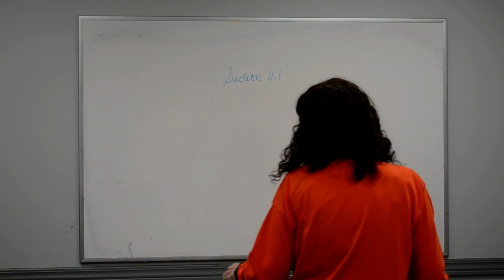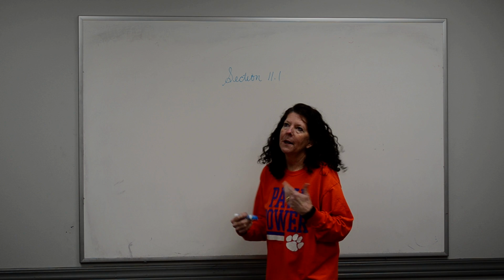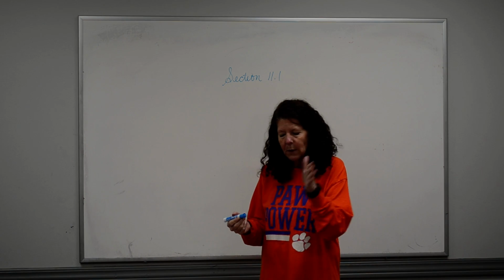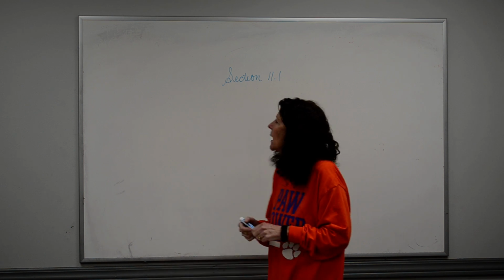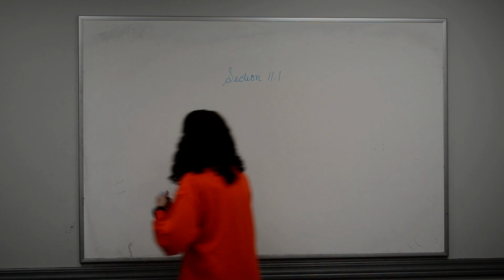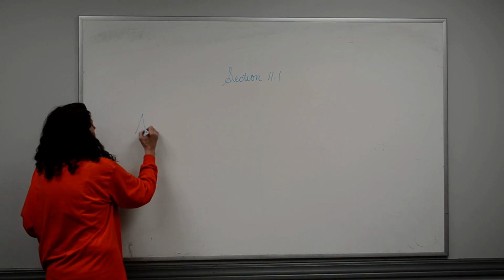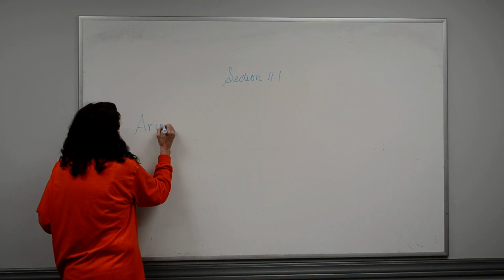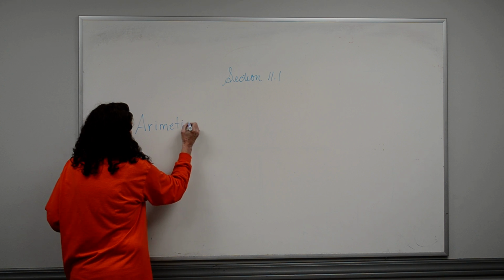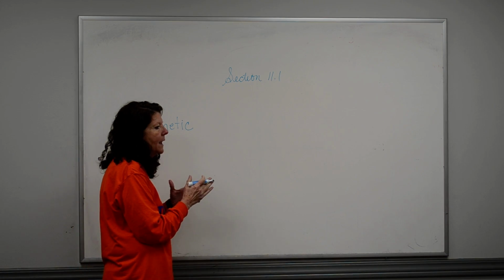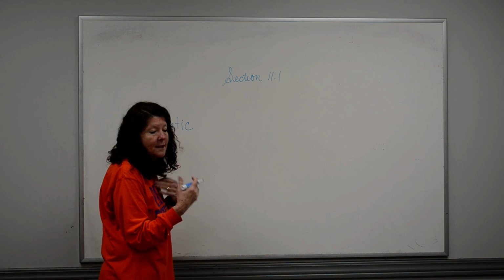We're going to discuss section 11.1, and this is all about sequencing. Sequencing is just numbers that are right in a row. And at first what we're going to be talking about is what's called an arithmetic sequence. Now, arithmetic sequences are numbers that have a common difference.